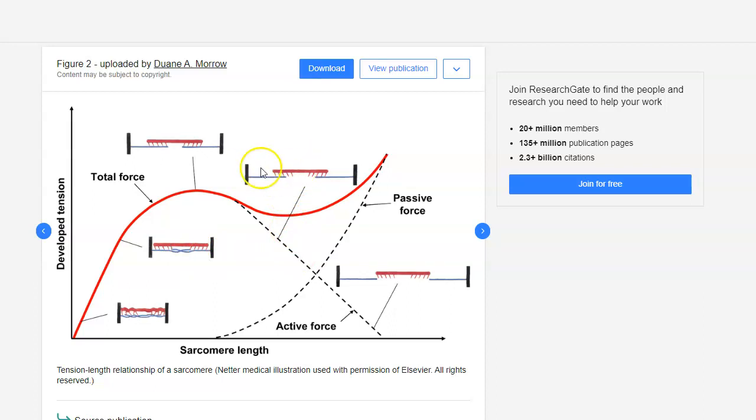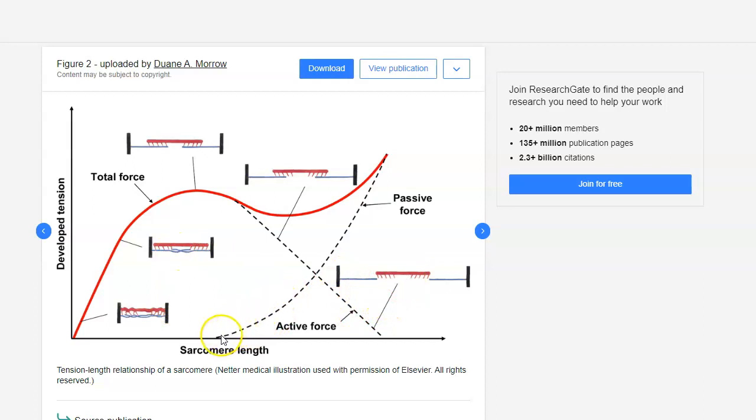These myosin heads move. Think about a caterpillar or centipede, their little legs moving, and they'll pull these Z lines together. Like when you do a biceps curl, that's what's happening when you curl the weight up: these Z lines are coming closer together and the muscle's getting shorter. This red line here is total force, and this dotted line here represents active force. So this is the active action, actin and myosin.